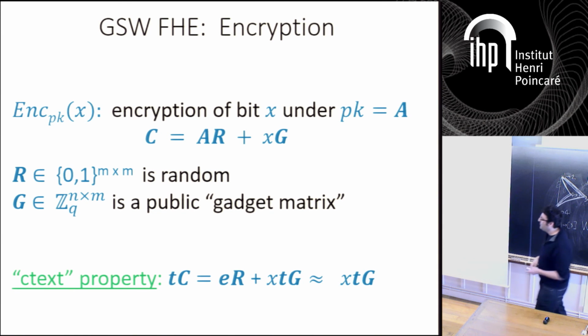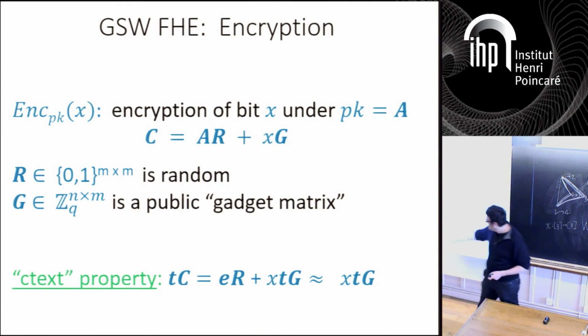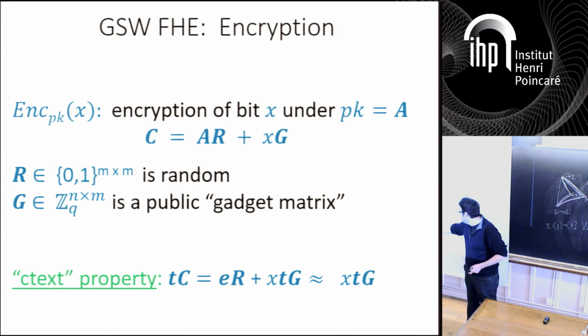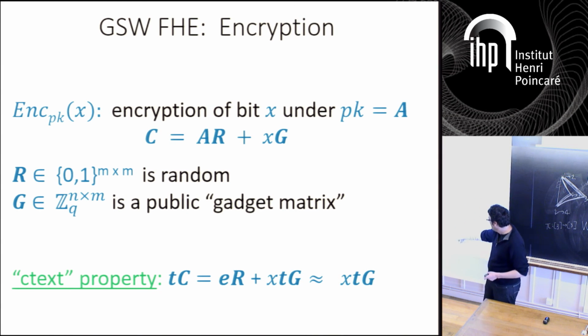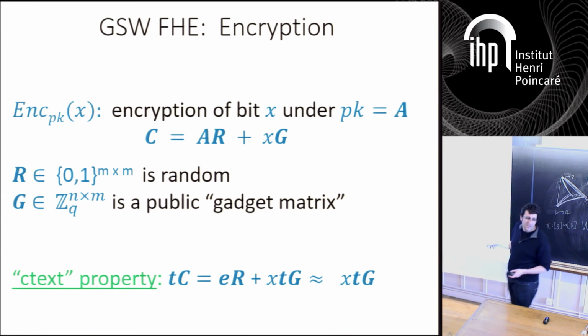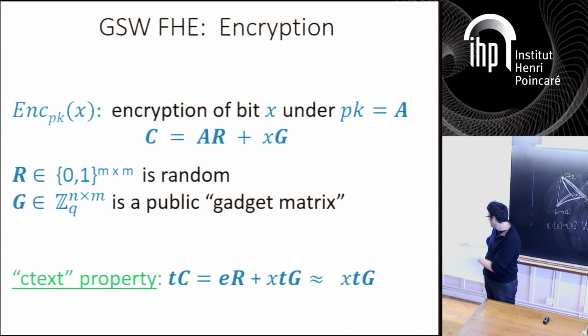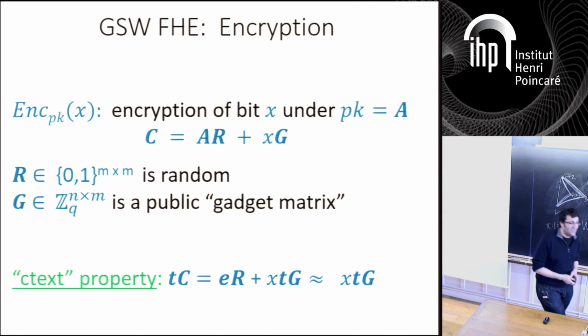And the main property to remember about these ciphertexts is if you take the secret key times the ciphertext, so that's T times C, well, T times A is E, so you get ER. These are both short, so we can ignore that. So you essentially get something that's close to XTG, okay? So secret key times ciphertext is plaintext X times the secret key times matrix G. That's the main property to remember.